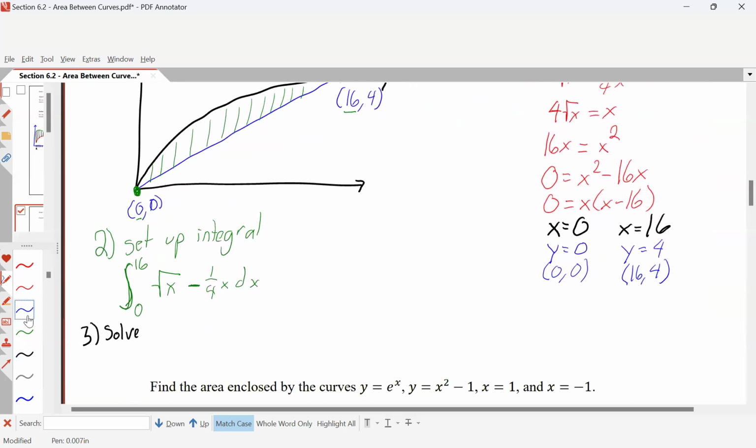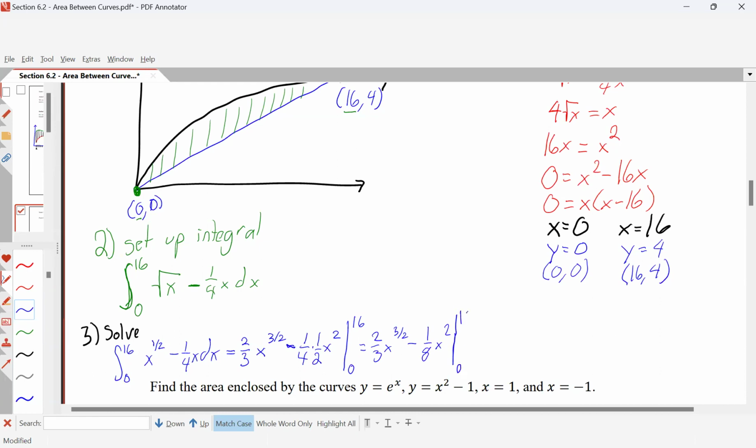This integral is also the integral 0 to 16 of x to the 1/2 minus 1/4 x dx. And using the power rule on each of those, we add 1 to our power to have 3/2 and then divide by that power or multiply by the reciprocal, minus 1/4, add 1 to the power and then multiply by the reciprocal of the new power to give us 2/3 x to the 3/2 minus 1/8 x squared on the interval 0 to 16.